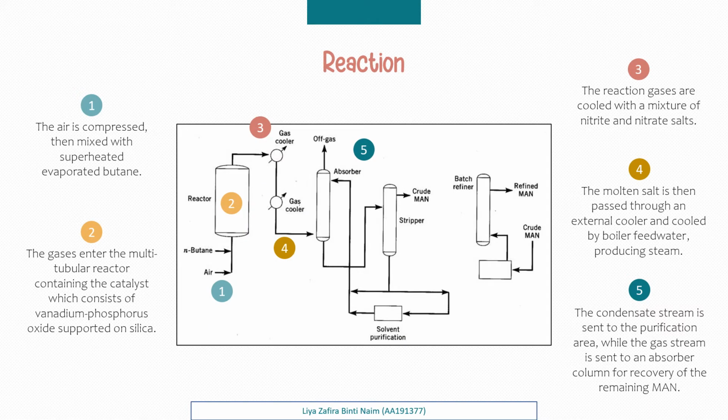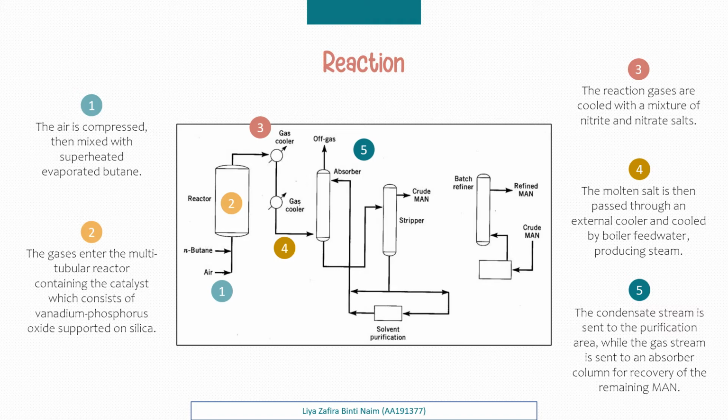At the first stage, air will be compressed using a compressor, and then it is mixed with superheated evaporated butane. The gases enter the multitubular reactor containing the catalyst, which consists of vanadium phosphorus oxide supported on silica. The reaction gases are cooled with a mixture of nitrate and nitrite salt. The molten salt is then passed through an external cooler and cooled by boiler feed water, producing steam.